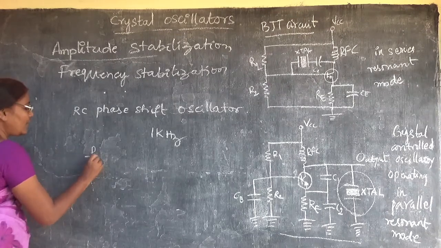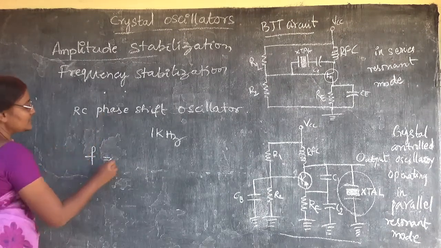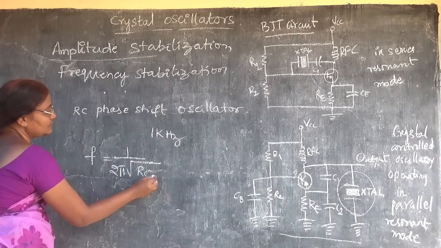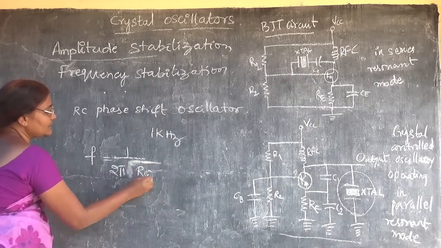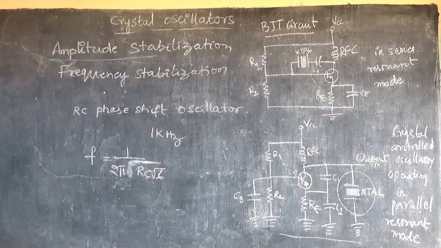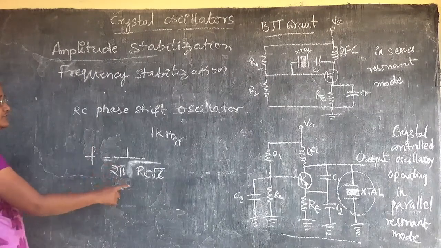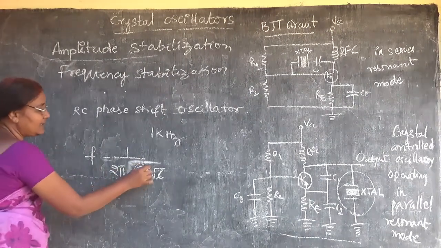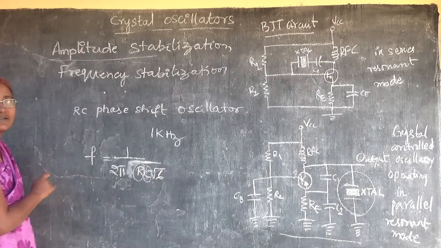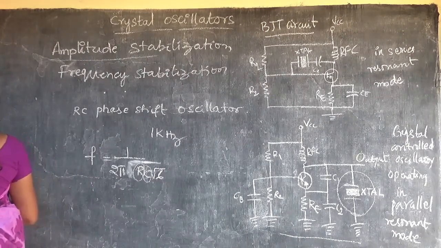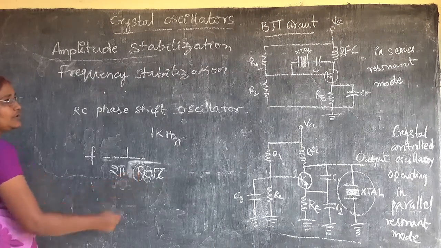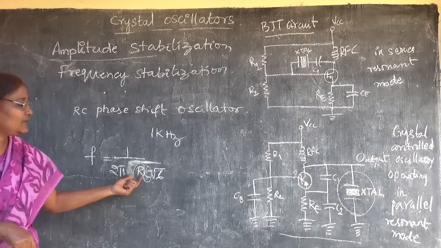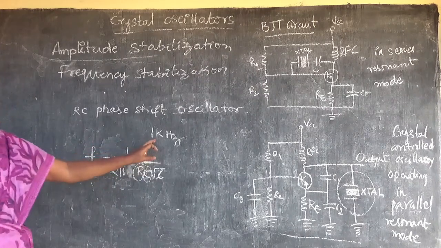So what is the formula for the frequency of the RC phase shift oscillator? 1 by 2 pi root of R into C, that is, 1 by 2 pi RC into root 6. This is the formula we have learned. So what are the components which decide the frequency of this RC phase shift oscillator? The resistor value and capacitor value decide this frequency. So to get 1 kilohertz, you will select some components to give this frequency.